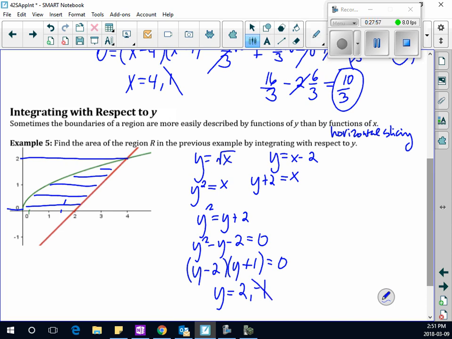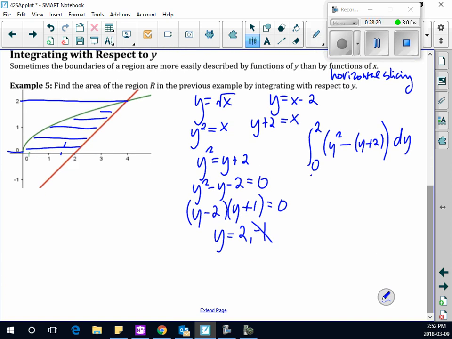Okay, so that means all I have to do is go from the integral from 0 to 2. Which one's on top? The y squared, right? So y squared subtract the line, which is y plus 2. And then this is with respect to y now, dy. So I'm just going to simplify 0 to 2 of y squared minus y minus 2, dy. So what is the integral of y squared? 1/3 y to the power 3. What's the integral of minus y? Minus 1/2 y squared. What's the integral of minus 2? Minus 2y. And this is going from 0 to 2.